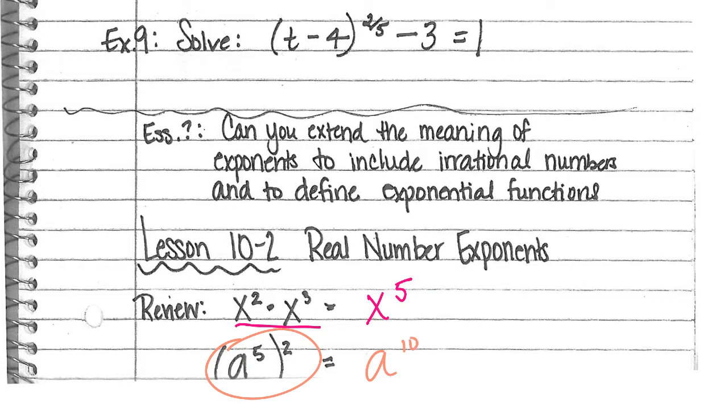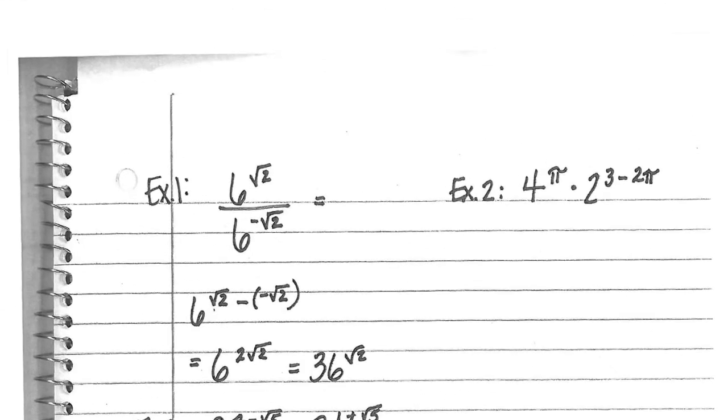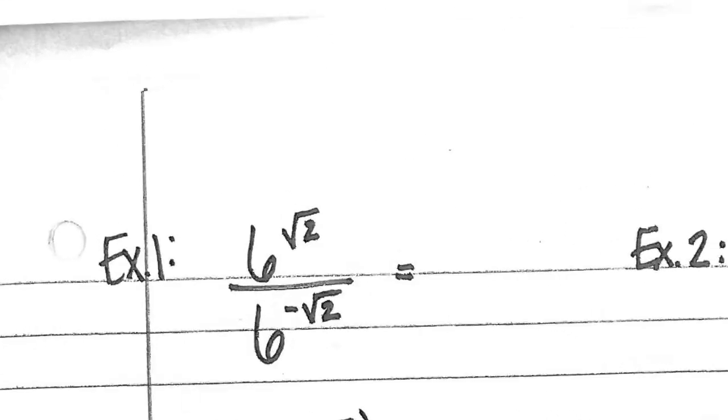So we are moving on to lesson 10.2. It's called Real Number Exponents. And our essential question today is, can you extend the meaning of exponents to include irrational numbers and to define exponential functions? You've probably been hearing the word exponential a lot. So we are just going to talk about what to do here and go back to the basics of exponents. So let's go ahead and look at example 1.